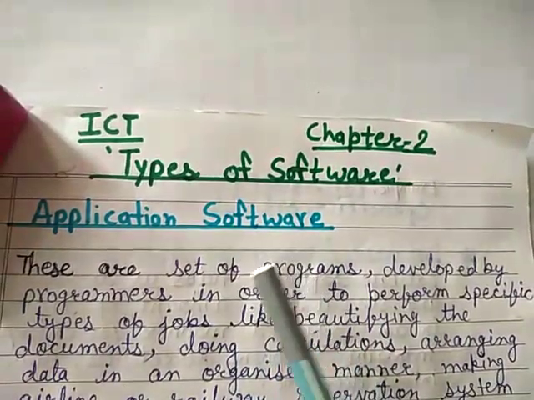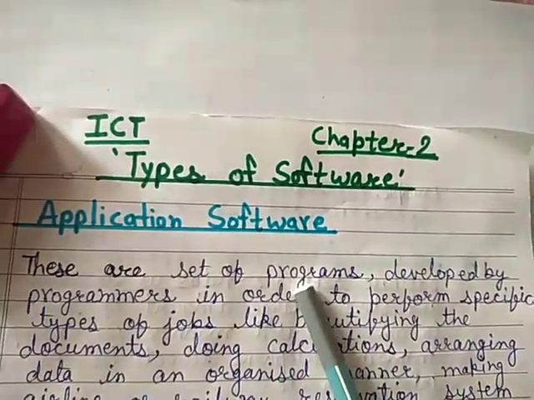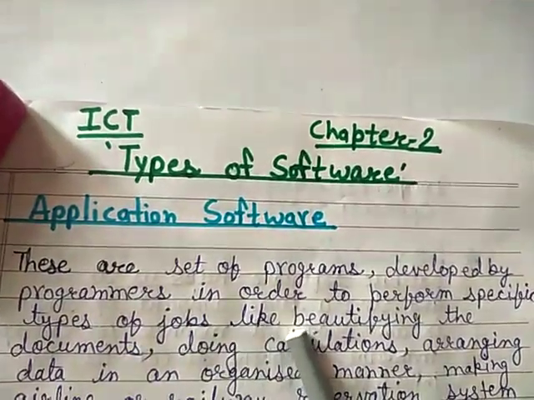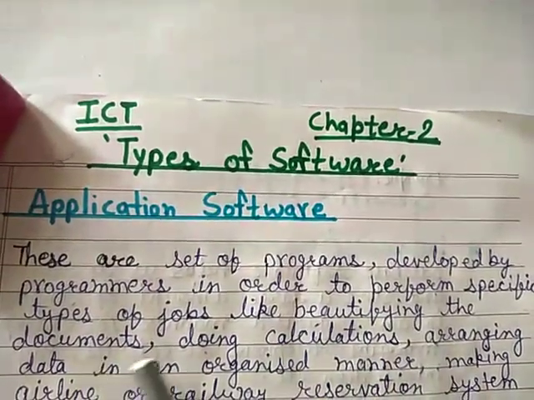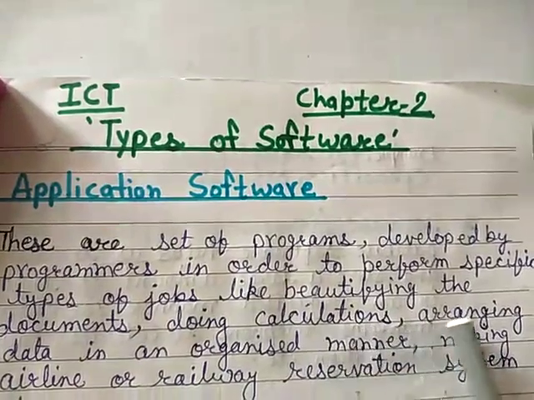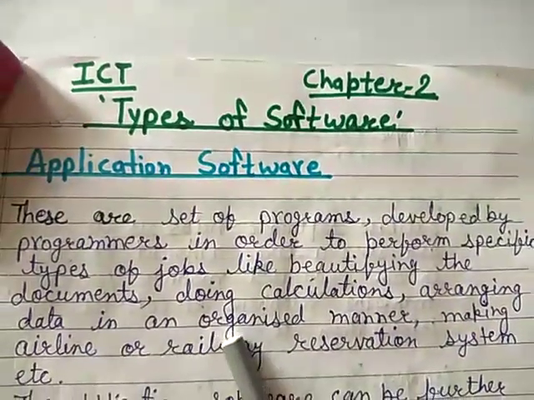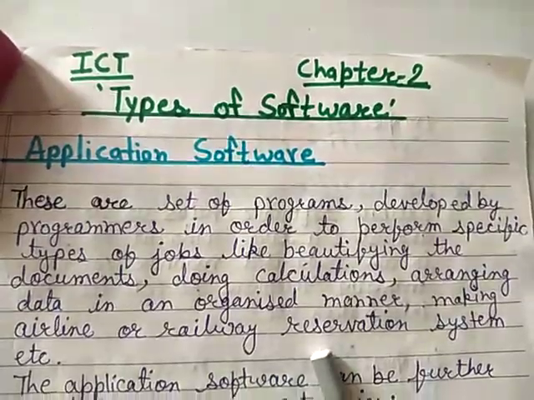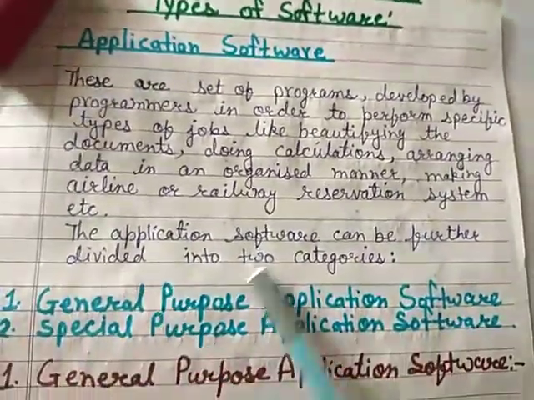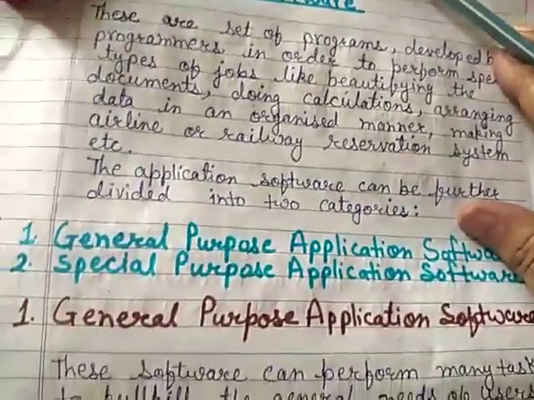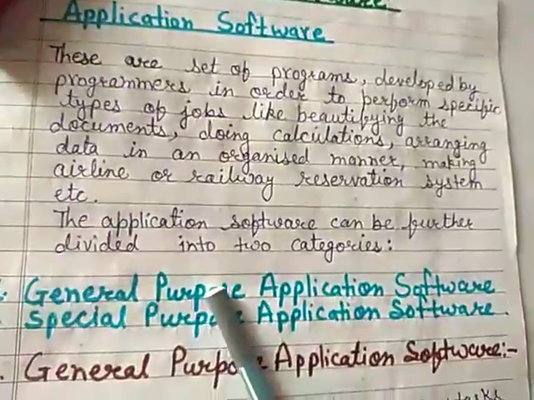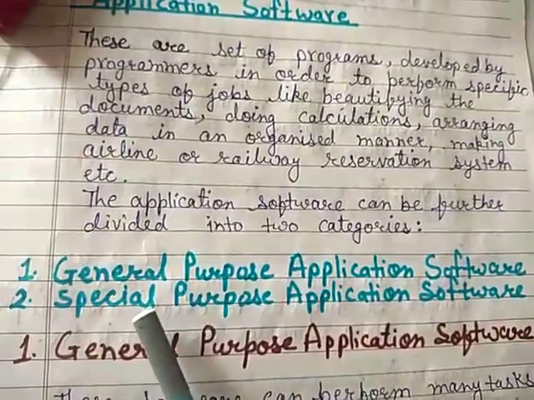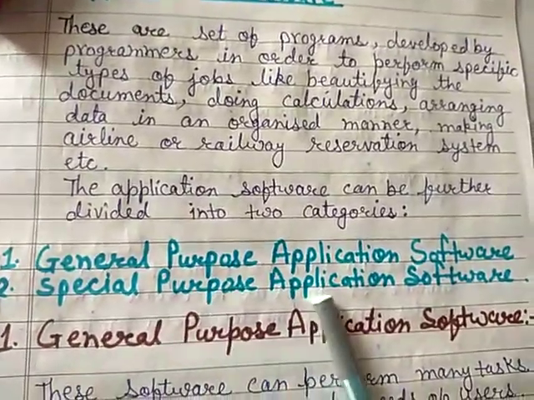किसी specific purpose, specific job को fulfill करने के लिए application softwares are being used, like beautifying the documents, doing calculations, arranging data in an organized manner, making airline or railway reservation system, etc. Now these application softwares are being categorized under two categories. Number one, general purpose application software. Number two, special purpose application software.